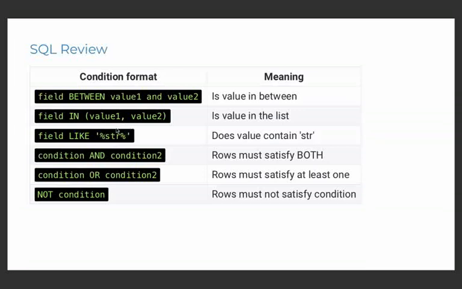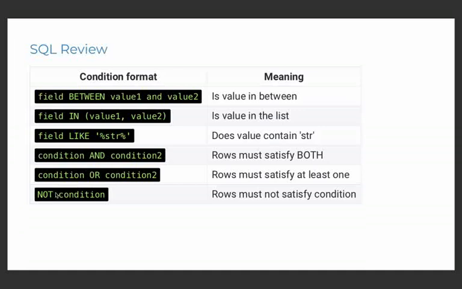Okay, and then you can combine conditions using ands, ors, or even a not. Okay, so the rows that you're selecting should satisfy both condition 1 and condition 2, condition 1 or condition 2, and if you want to basically select everything that does not follow the condition, then say not, where not condition.